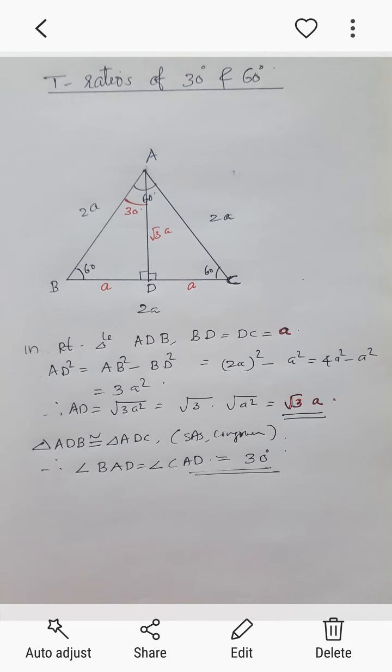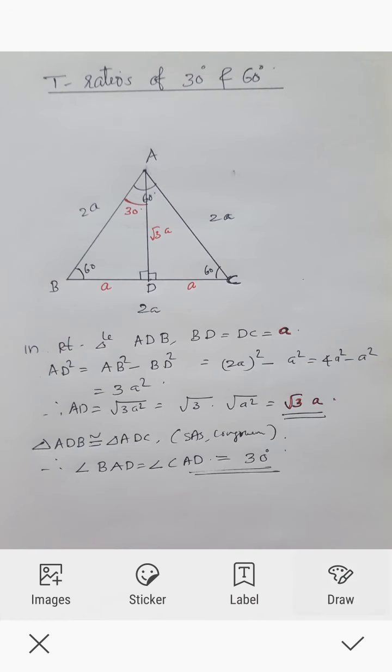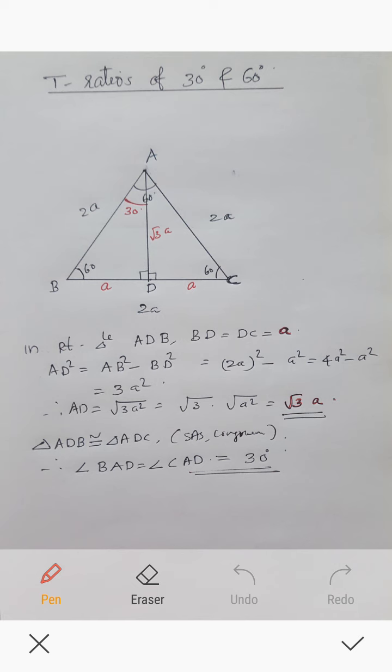Next we can study the trigonometric ratios of 30 degree and 60 degree. For that we have to consider an equilateral triangle. What is an equilateral triangle? A triangle whose three sides are equal. Here triangle ABC is equilateral with each side 2a. Here we have taken each side as 2a.